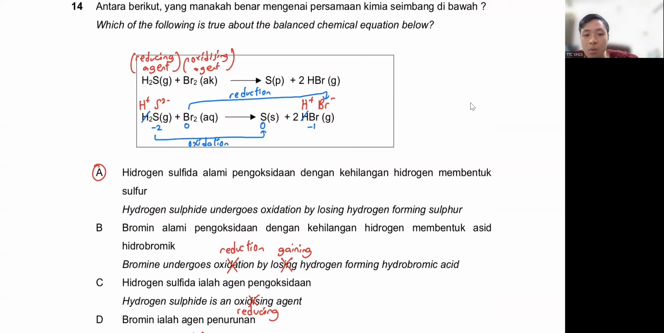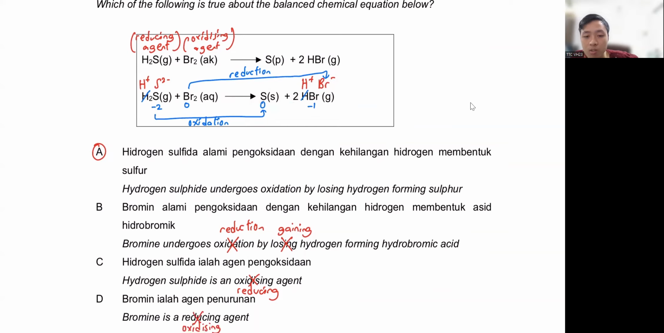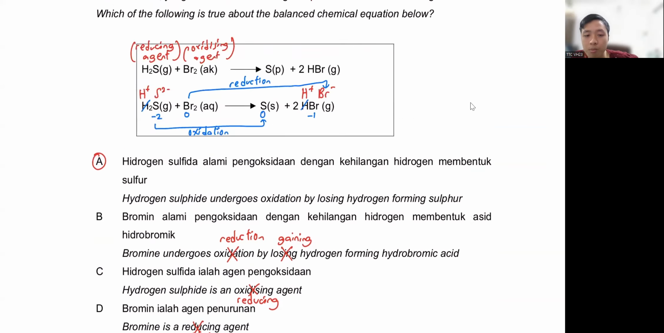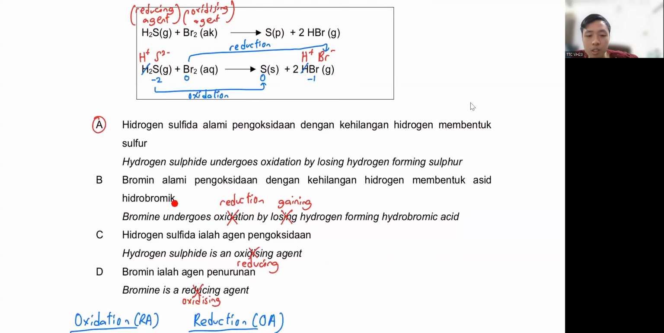About the other one, bromine undergoes reduction. Why? Br2 is actually 0. No charge means 0 oxidation number. What happened? It decreases in oxidation number to become Br minus, so -1. From 0 it decreases to -1, so we call it reduction. So A is the answer, because hydrogen sulfide undergoes oxidation by losing hydrogen. Yes, losing hydrogen is oxidation. B is not. B is reduction by gaining hydrogen.